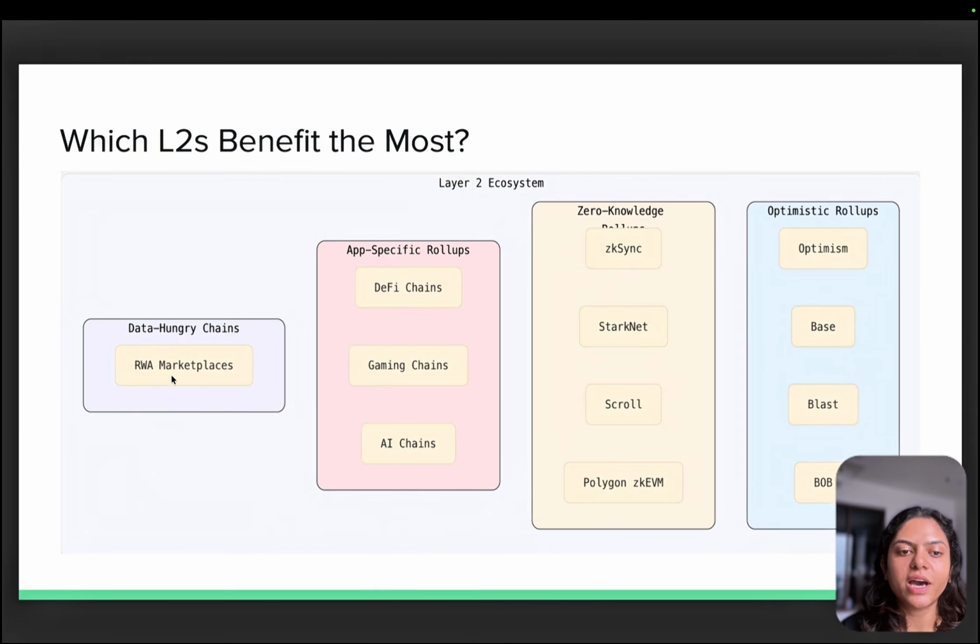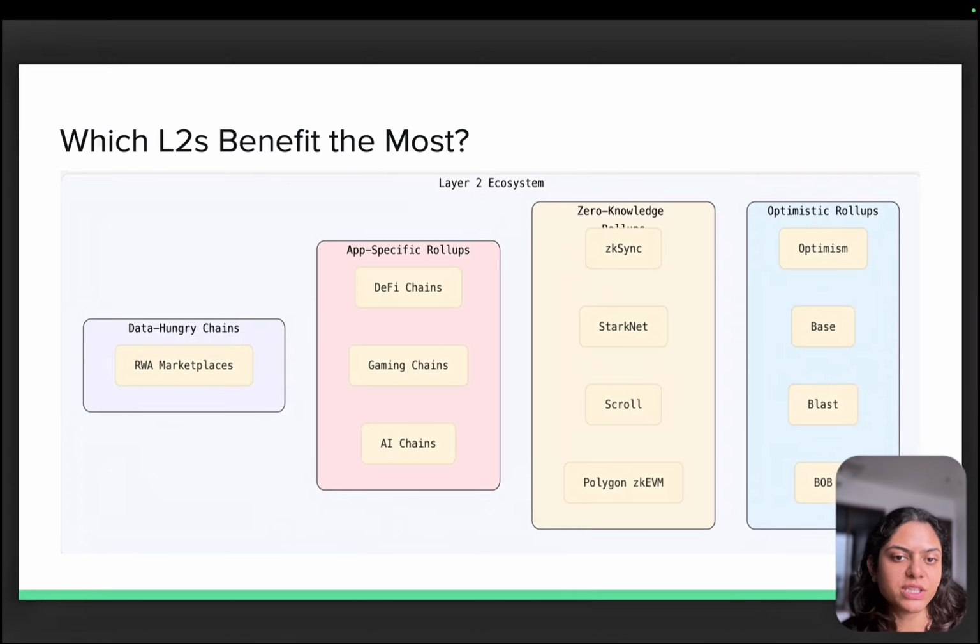Data hungry chain is the RWA marketplace. Then app specific rollups like DeFi chains, gaming chains, and AI chains. Then the zero knowledge rollups, that is ZK Sync, Starknet, Scroll, Polygon ZK VM. And the optimistic rollups are Optimism, Base, Blast, Blob. So there is high throughput for the ZK rollups, L2 doing large batch proofs.